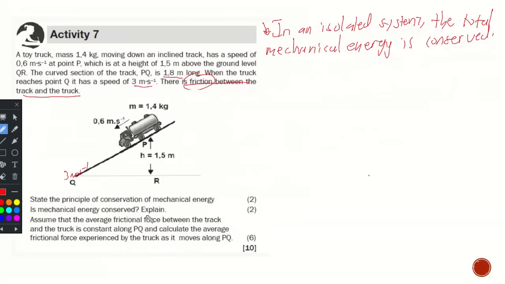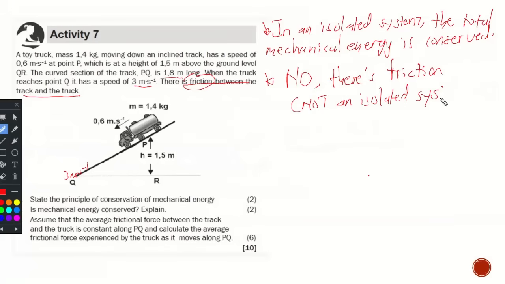Is mechanical energy conserved? And then explain. As regards this question, no, because there is friction. So that means this is not an isolated system. So remember, if mechanical energy has to be conserved, there has to be no friction. It has to be a smooth surface. So this is a rough surface with friction. That means mechanical energy is not conserved, right? So now you just have your 4 marks like that.